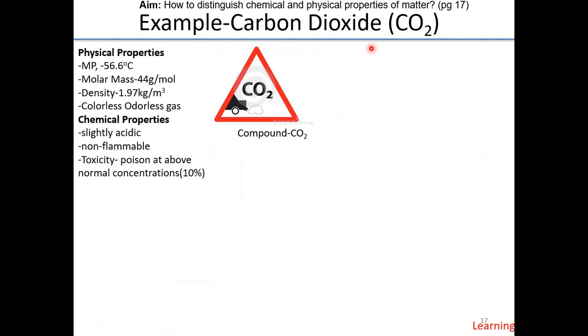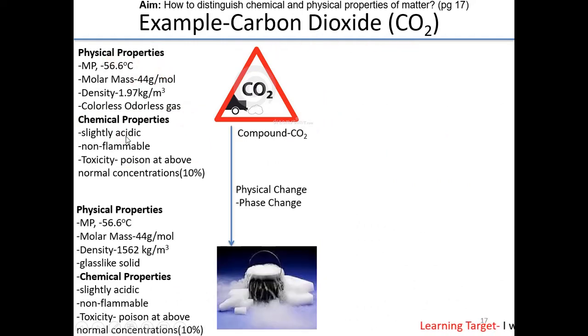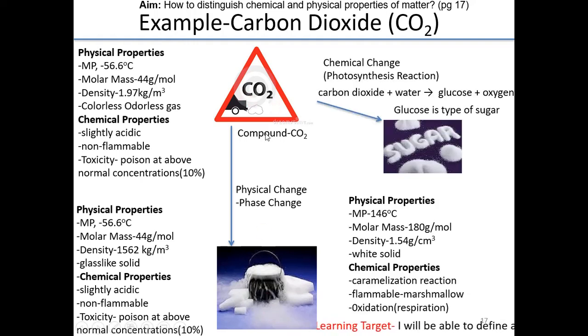Let's do another example. Carbon dioxide has a set amount of properties. When it undergoes a phase change, which is a physical change, it does retain most of its properties, except for the fact it's now a solid instead of a gas. If carbon dioxide goes through a chemical change, for example, it becomes sugar, notice that it's now a different substance, so it therefore has different properties.